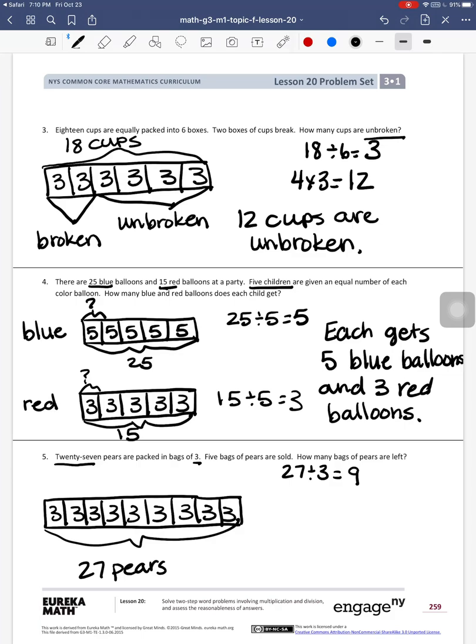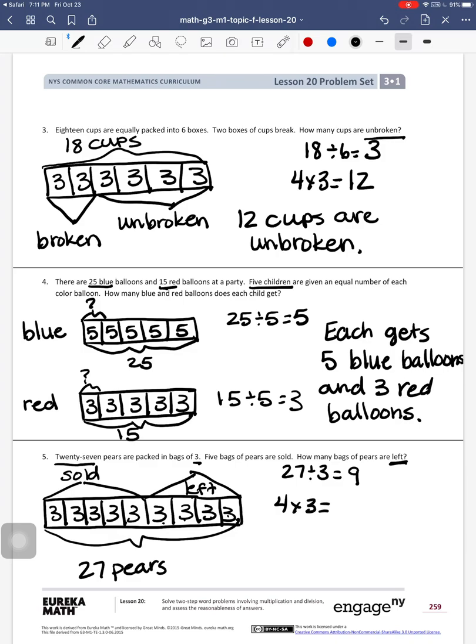And we found out 5 bags are sold. So let's just count. 5. 1, 2, 3, 4, 5, right? So these are 1, 2. There are sold pears, right? Sold. And these are left. Now, it wants to know how many are left. So how many groups of 3 do we have left? We have 1, 2, 3, 4. We have 4 groups of 3 left.